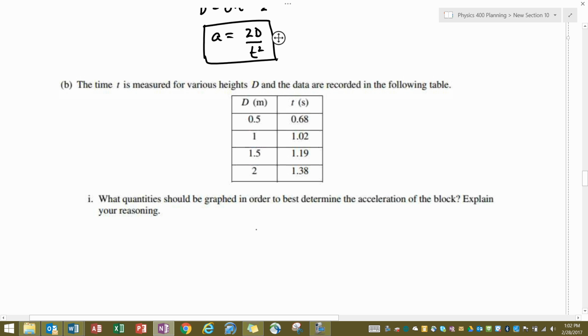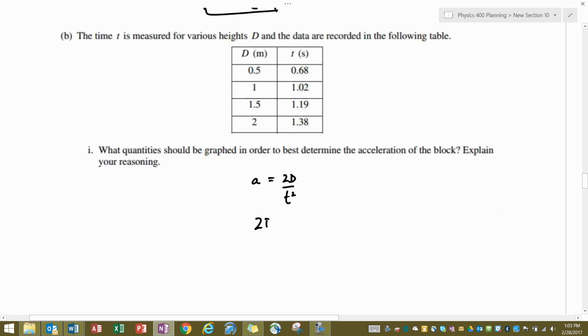Okay, well, we just found that a is equal to 2d over t squared. So if we rearrange this, we can see 2d is equal to a times t squared. And this follows a y equals mx plus b format. So if I plot 2d on the y-axis and t squared on the x-axis, I'll get a straight line, and the slope will be equal to the acceleration.